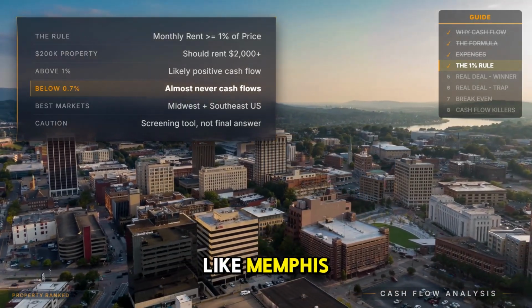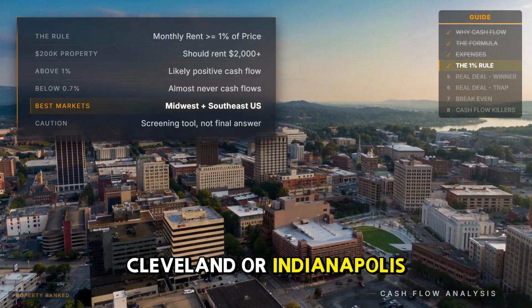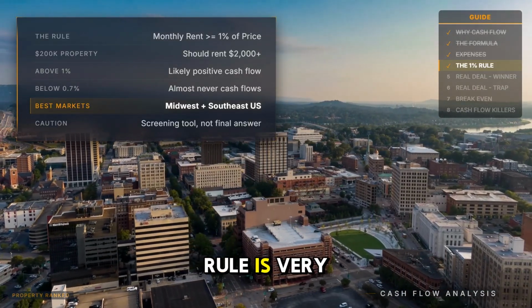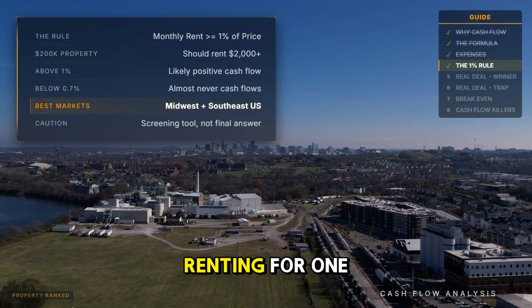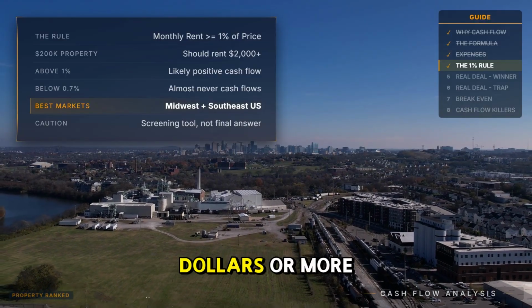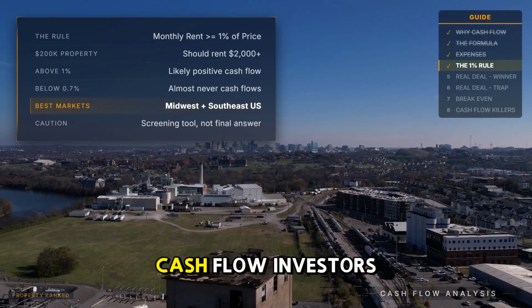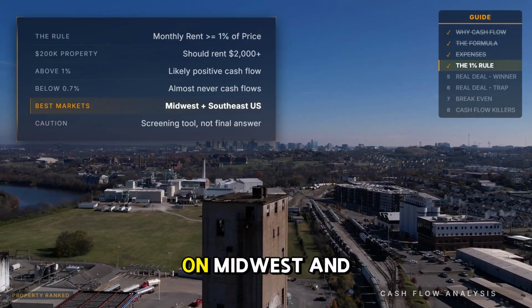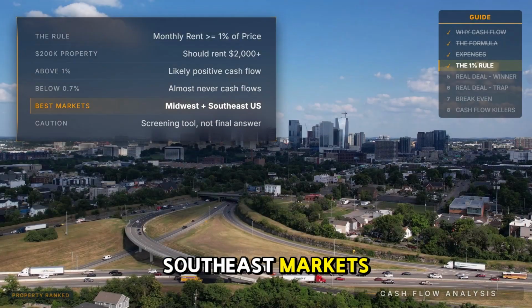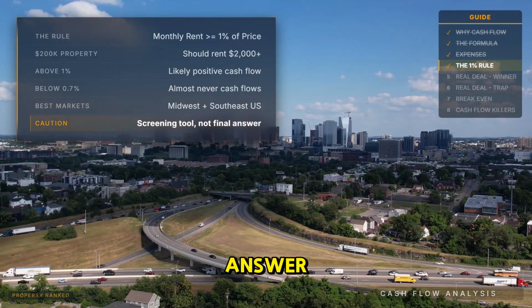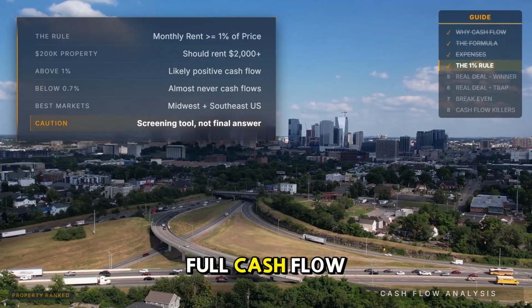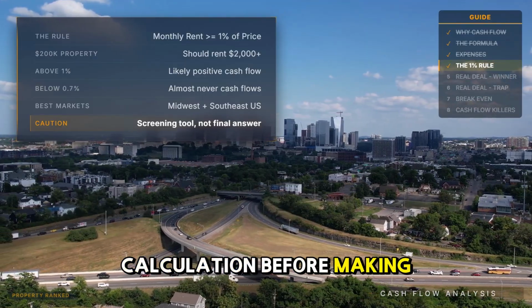But in markets like Memphis, Cleveland, or Indianapolis, the 1% rule is very achievable. You can find $150,000 homes renting for $1,500 or more. This is why cash flow investors tend to focus on Midwest and Southeast markets. Quick tip: the 1% rule is a screening tool, not a final answer. Always run the full cash flow calculation before making an offer.